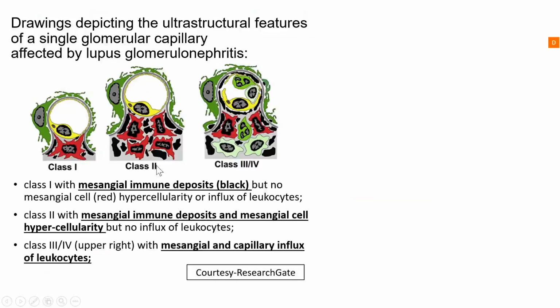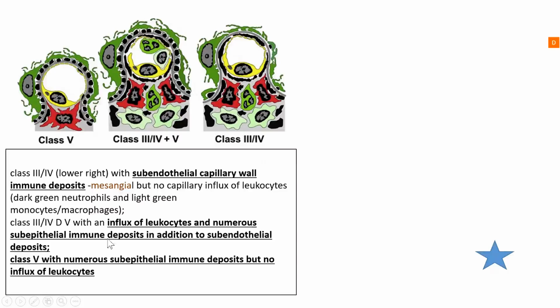So this is an important diagram that is mentioning the same. Here you find that there is a mesangial deposit, which is black in color. And in class 2, I find that there are immune deposits. There is a proliferation of the mesangial cells, hypercellularity. And in class 3, 4, I find that mesangial and capillary influx, I find that there is the inflammatory cell that is present. And in class 5, you find numerous subepithelial deposits, but no influx of the leukocytes over here. In these two, there is an influx of the leukocytes which are present along with the deposits. So this is a beautiful diagram. If you can concentrate and draw this, you get the marks.